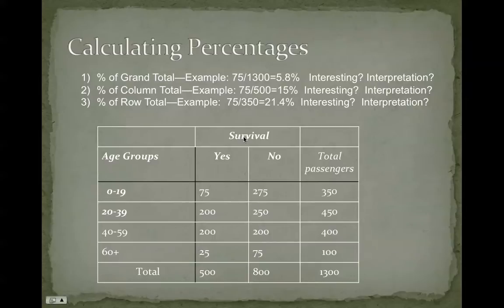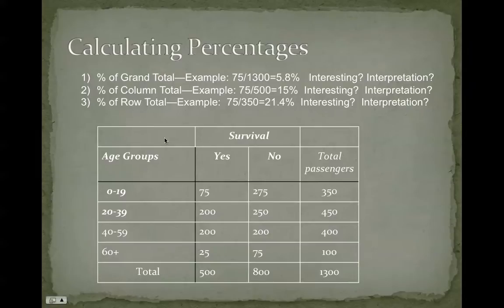And then I have survival, yes, and survival, no. That's self-explanatory, but this basically is a variable describing whether they actually survived the sinking of the Titanic or not. And the total number of people who survived was 500. The total number of people who did not survive was 800. Total passengers, 1,300. Okay?